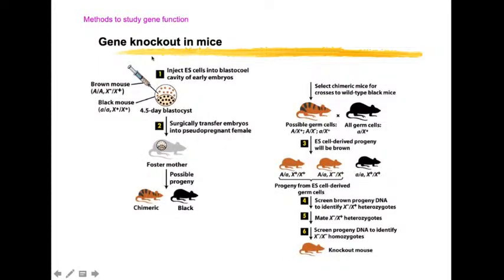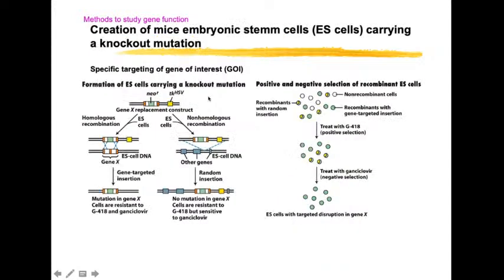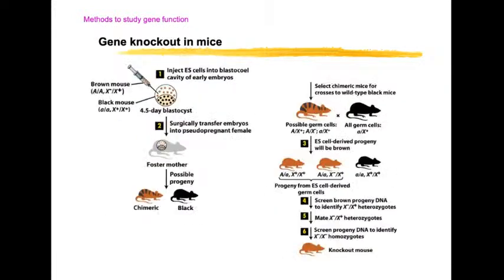Further, gene knockout in the mouse, how can we do it? We inject these embryonic stem cells, which we have transfected with our transgene X, into the blastocyst of 4 to 5 days. Here the recipient is a black mouse and the donor is a brown mouse. Surgical transfer into a pseudo-pregnant female and foster mother leads to progeny that will possibly be a mixture of both, chimeric and black. The selected chimeric will be crossed with a black mouse again, leading to progeny with the embryonic stem cell from the germ cells and the black one.